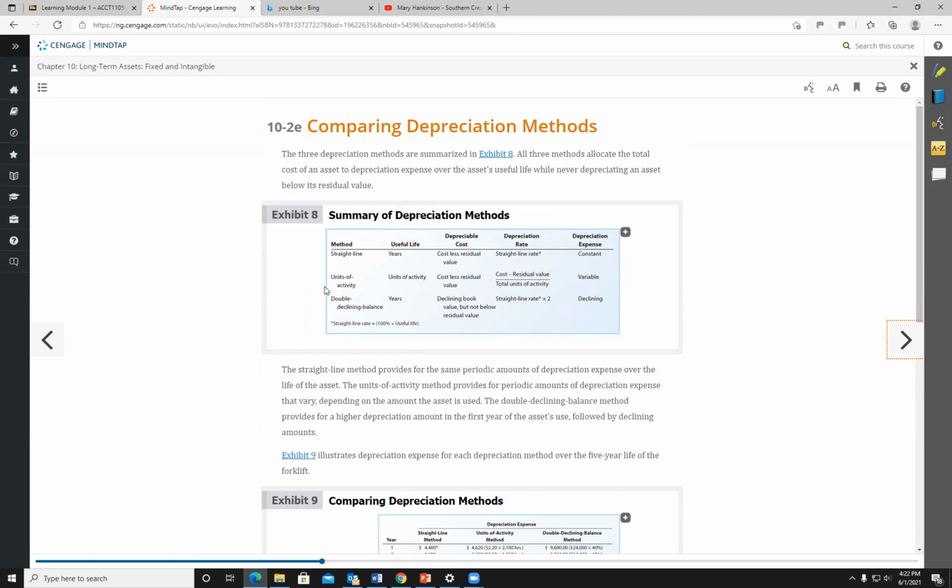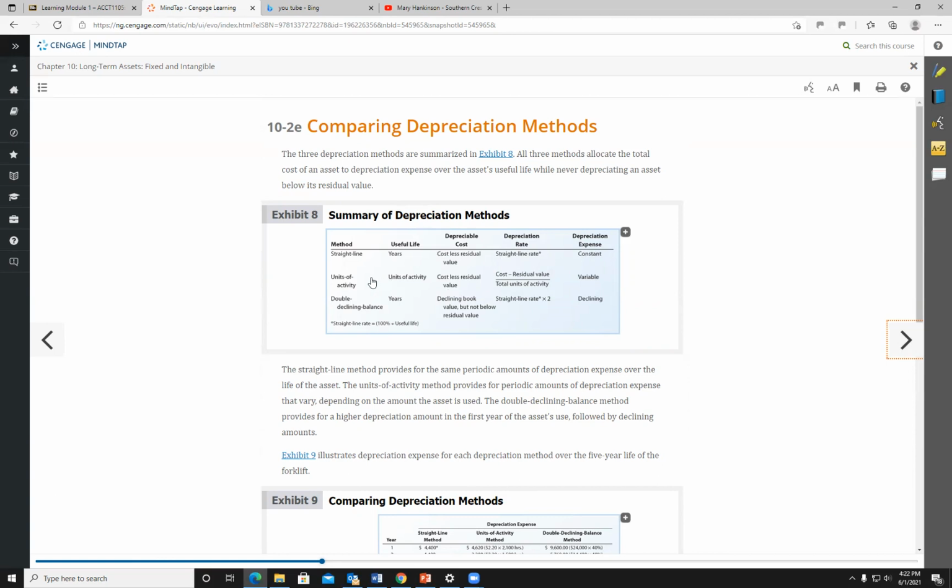So you have straight line. Its useful life is based in years. The depreciable cost is cost less residual value. The depreciation rate is a straight line rate, so it's 100% divided by its useful life, which gives you its rate, and it's constant. It's the same every single year.